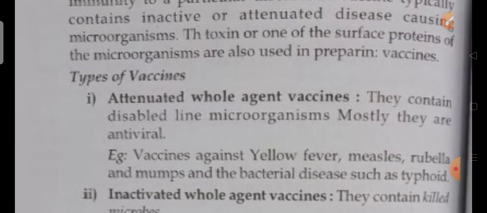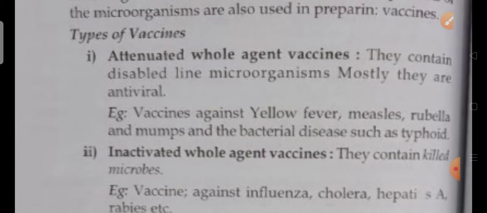Types of vaccines. Attenuated whole agent vaccines. They contain disabled live microorganisms, mostly antiviral. Examples are vaccines against yellow fever, measles, rubella, mumps, and bacterial diseases such as typhoid.